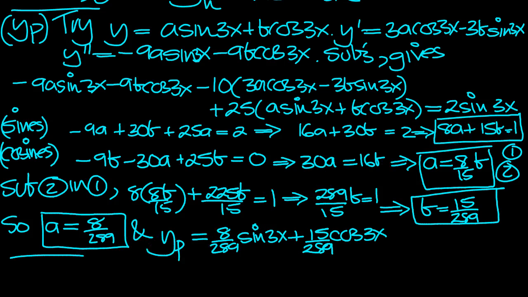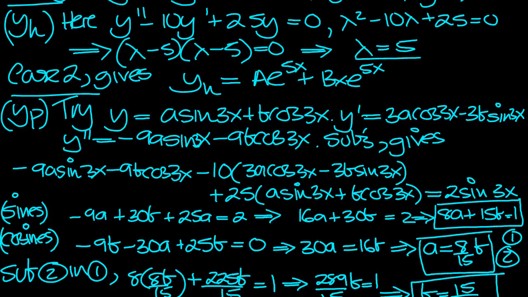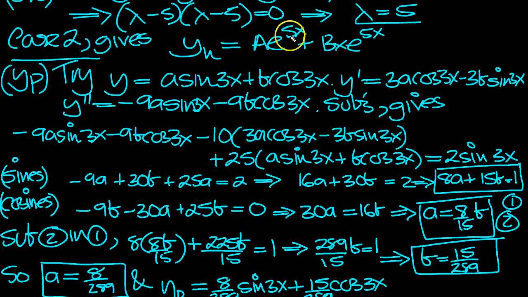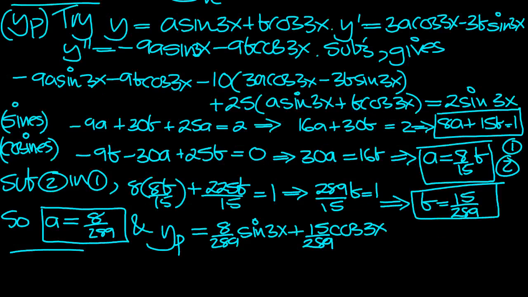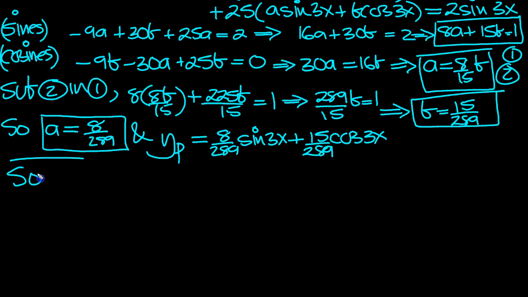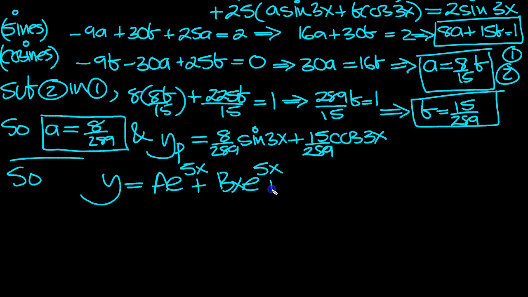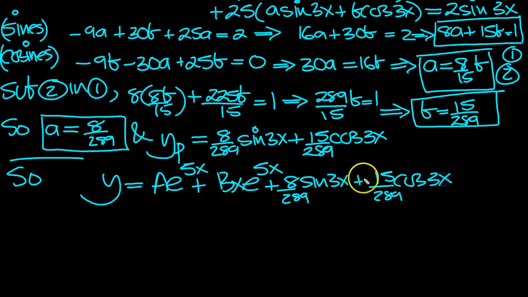So we've got YH and YP, so we can now write our general solution. Here's YH just above, so I'll bring it into view: A e to the 5x plus Bx e to the 5x. So our general solution is A e to the 5x plus Bx e to the 5x plus this YP, 8 over 289 sine 3x plus 15 over 289 cosine 3x.